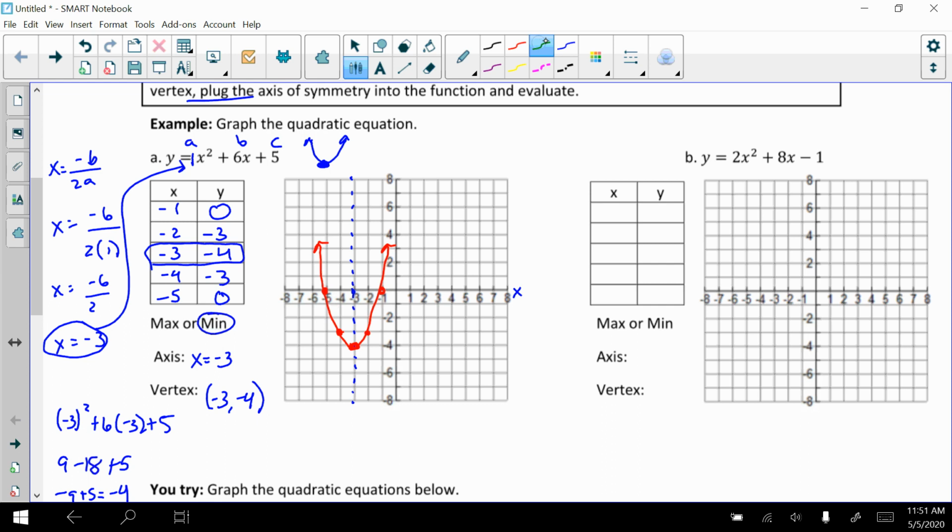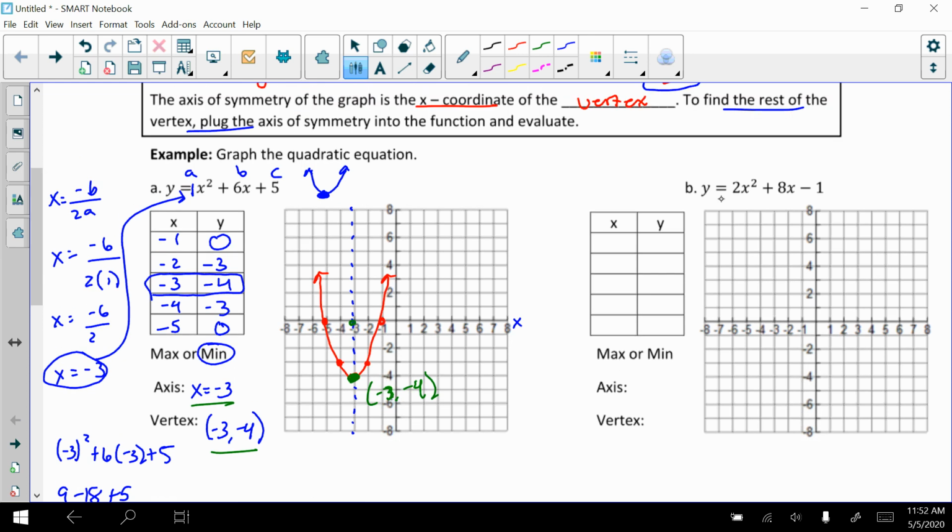Okay, so here's my vertex at -3, -4, just like I said. And here's my axis of symmetry at x equals -3. Okay, so there's an example of how you graph a parabola in standard form.